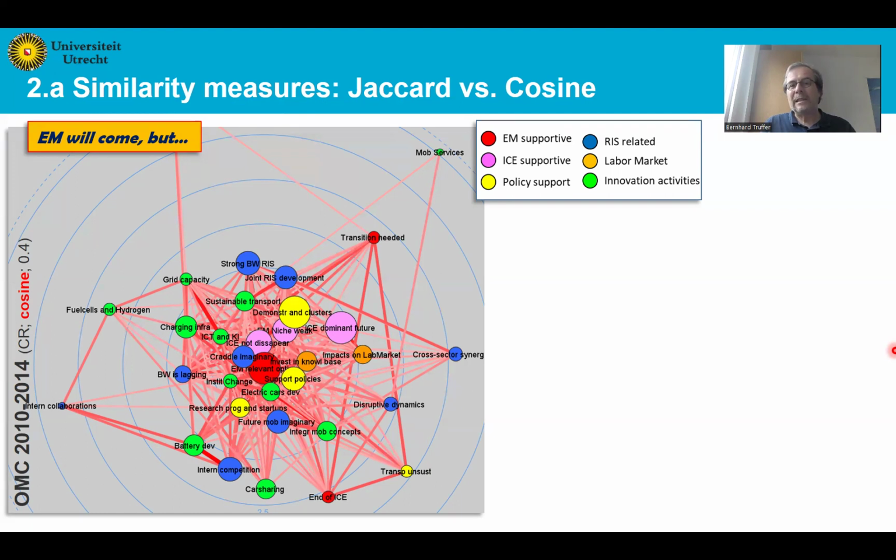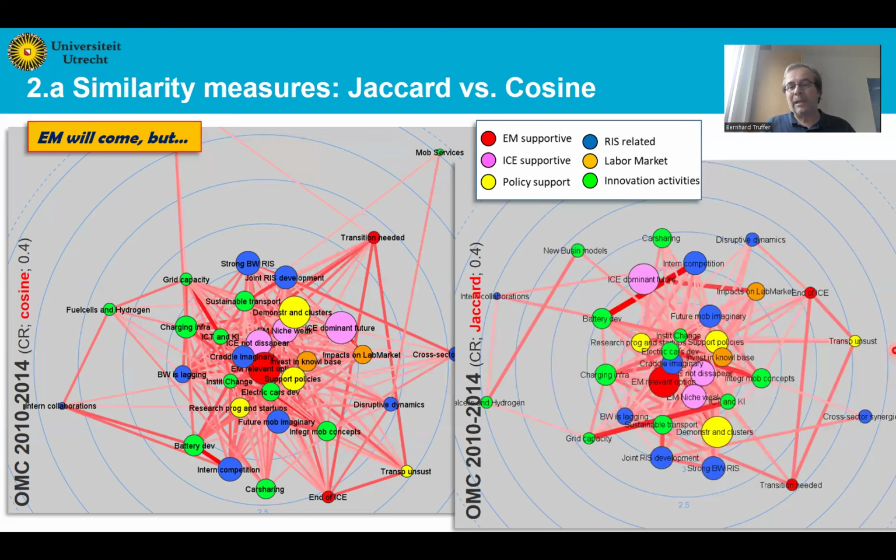If you had not taken the frequency of the table, but just identified 0 or 1, whether an actor had at all been connected to a concept, then you would apply the Jaccard similarity procedure, and you would get a picture like that. So at first glance, the two are quite similar. You see that the red electromobility is a relevant option is still somewhat in the middle, less so, admittedly, but the overall distribution of nodes is similar.